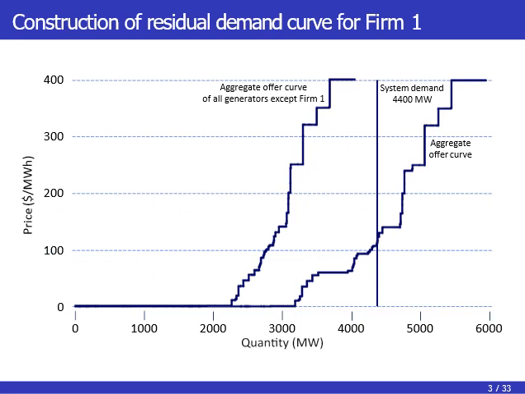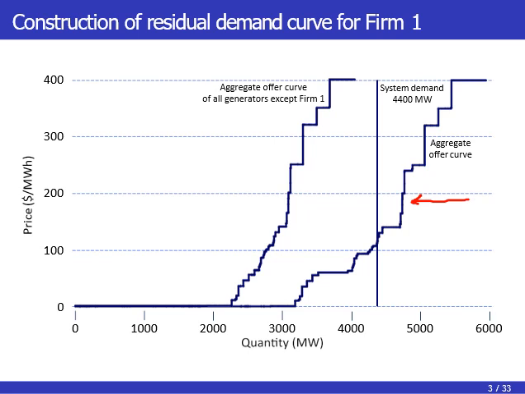Let's construct the residual demand curve for firm 1. First, we start with the aggregate offer curve. This is the offer curve for all the firms in the market. That's the rightmost dark line here. We did this in the hand-drawn example and in the first lecture from this module. This is the aggregate offer curve for all the firms in this market.